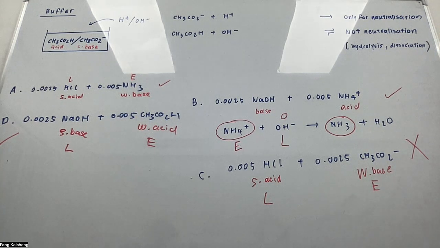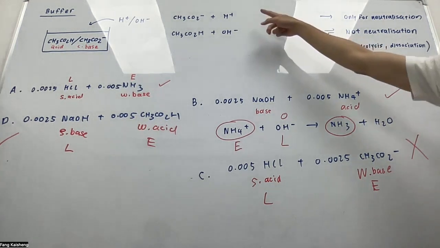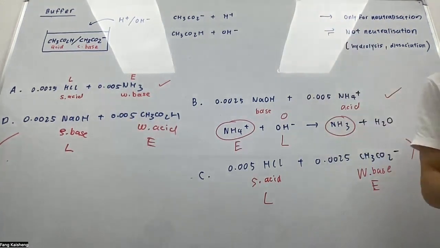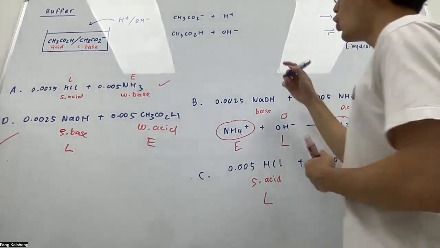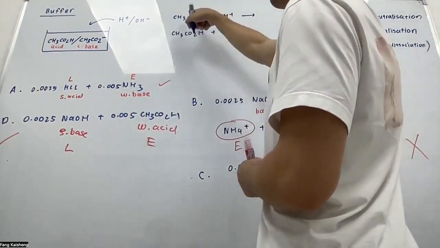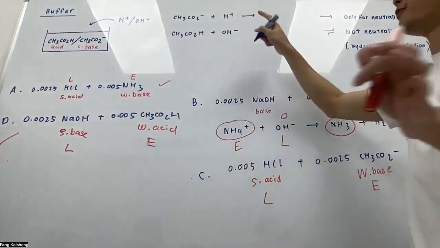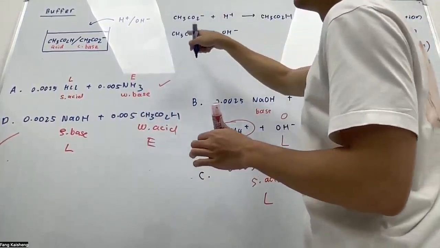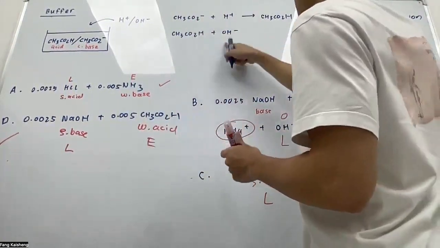So can I ask you, the first equation over here, what arrow do we use? Full or half? Just tell me full or half. Full. Because this is a neutral acid reacting with base. That's all you need to check for. CH3CO2H. How about the second equation? Same. Acid, base.